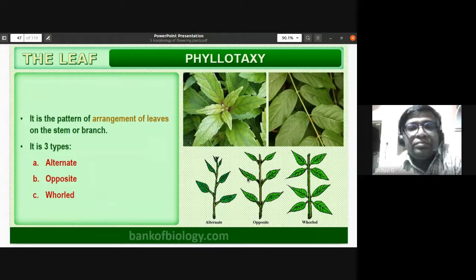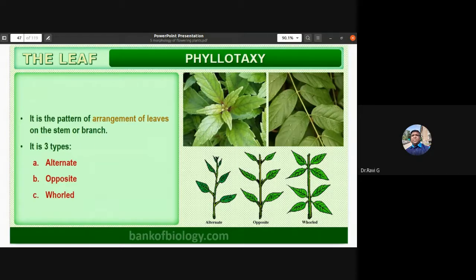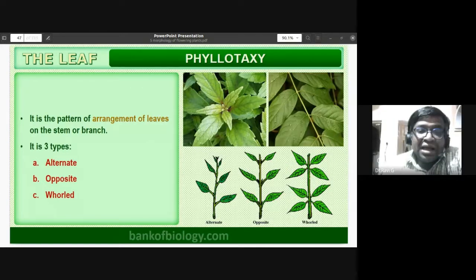So the next point that you have to remember is phyllotaxy. The arrangement of leaves on the stem or branch, we call it as phyllotaxy. Phyllotaxy is of three types. It is alternate, as you can notice in case of hibiscus. The leaves are found in alternate arrangement. On one node, one leaf arises. The next node, another leaf, which is in an opposite direction, you can notice. So alternate leaves are noticed.